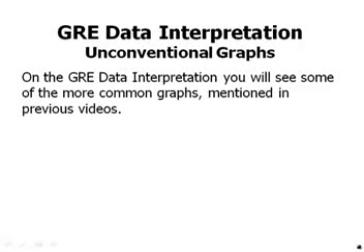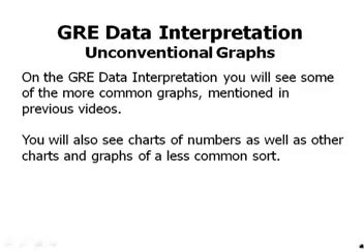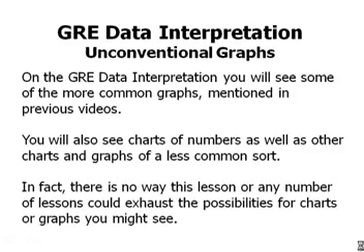Now we can talk about some unconventional graphs. So on the GRE Data Interpretation, it's certainly likely that you'll see some of the more common graphs, the ones that we've been talking about in these previous videos. You will also see charts of numbers, and you will see some charts and graphs of a less common sort. In fact, there is no way this lesson, or any number of lessons, could exhaust the possibility for charts and graphs you might see. You have to understand, ETS goes out looking at charts. It's searching magazines, it's searching academic sources, it's finding all kinds of examples of absolutely bizarre, unique ways to present data, and it loves to throw those onto the GRE.